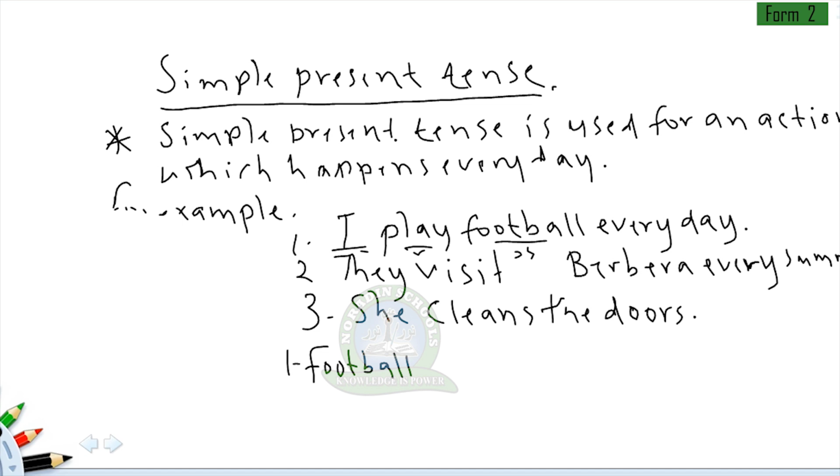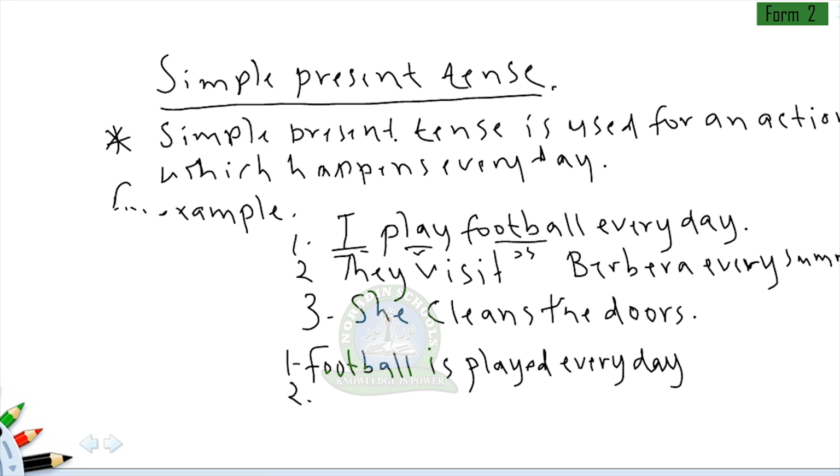Football is singular. Football is played every day. If you want, you can stop there, or you can add the agent: football is played every day by me.